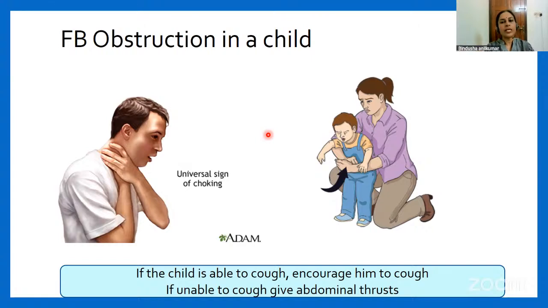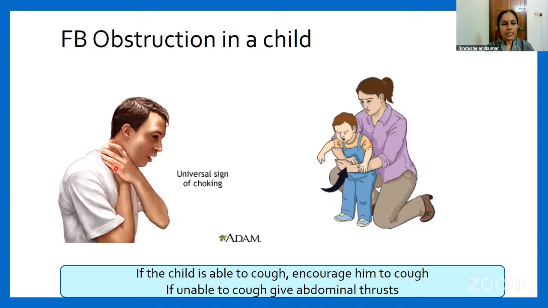If the baby is unable to cough, you go for abdominal thrust in the case of an older child. Here, what you are supposed to do is you will kneel behind the child, keep the child close to your face, make a fist, keep it on the abdomen, and then thrust out. You are actually thrusting on the epigastrium, so that the foreign body is expelled.